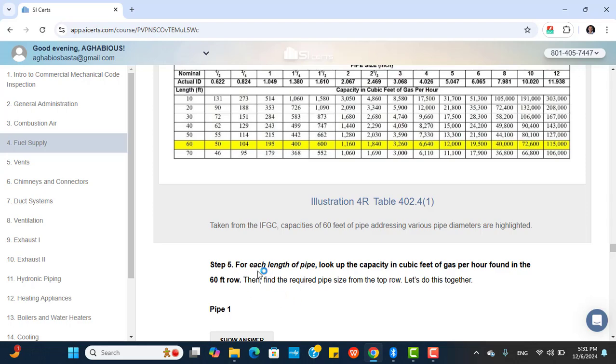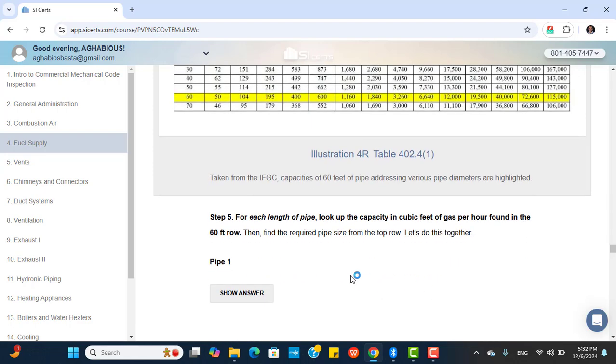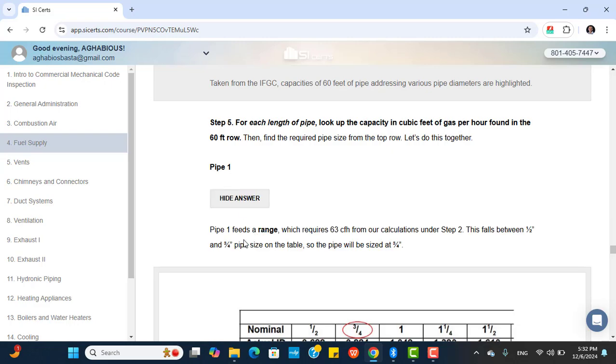Step 5, for each length of pipe, look up the capacity in cubic feet of gas per hour found in the 60 feet row. Then find the required pipe size from the top row. Let's do this together. Pipe 1, the range, with a required 63 CFH.